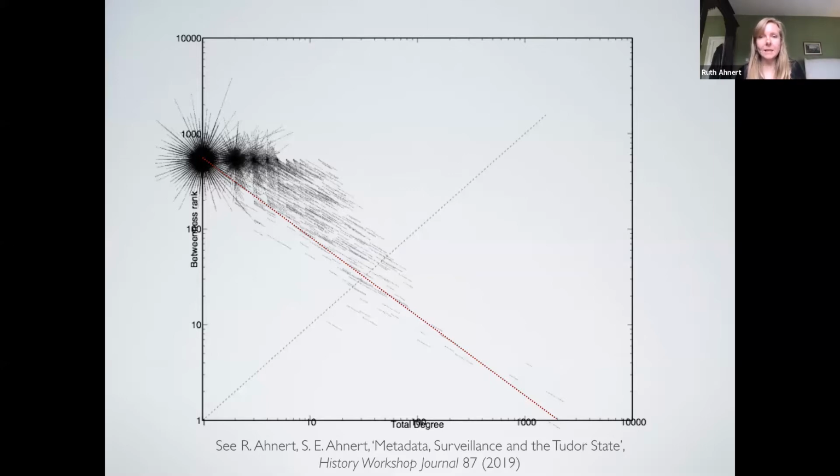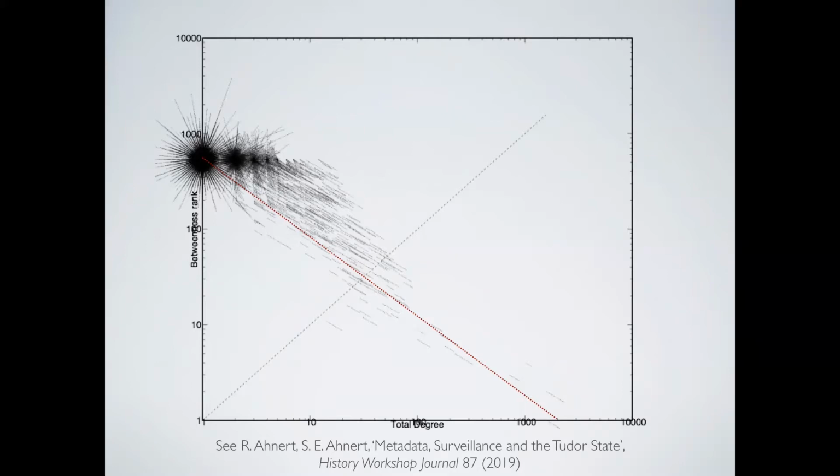What we can see here is that there's a general diagonal trend, which you can see with that red line. We've tried to sketch it: the more people you write to, the more likely you are to have short paths going through you. And the extreme of that pattern on the bottom right-hand side of the screen, right down at the bottom, is Francis Walsingham, who is Elizabeth's Secretary of State. His degree is around 1100 for the 1580s, and he ranks top for betweenness. And so far, so obvious.